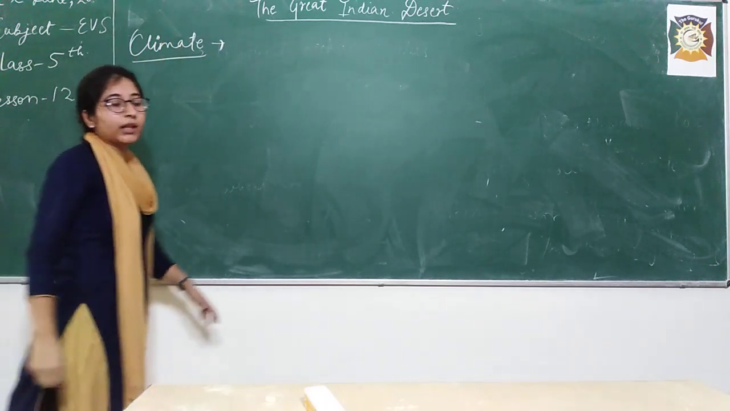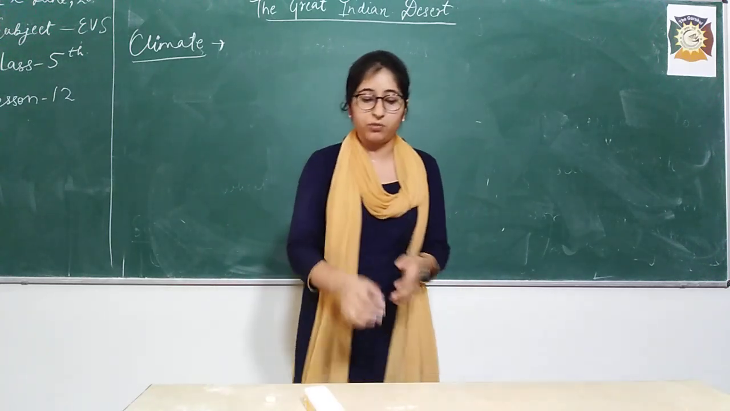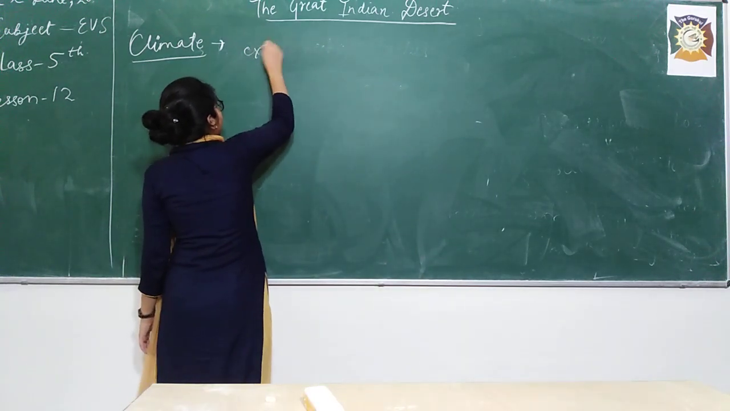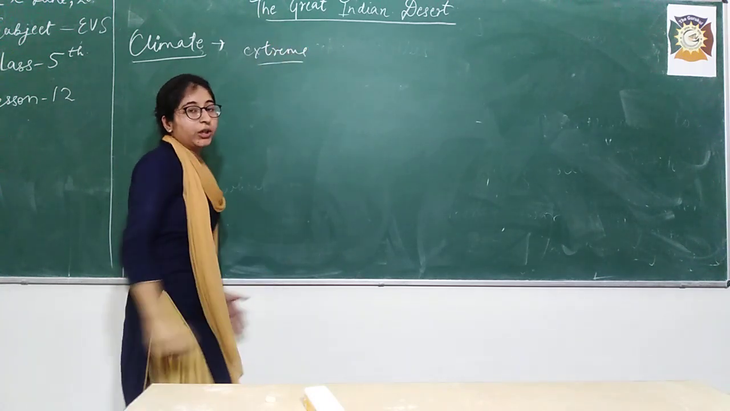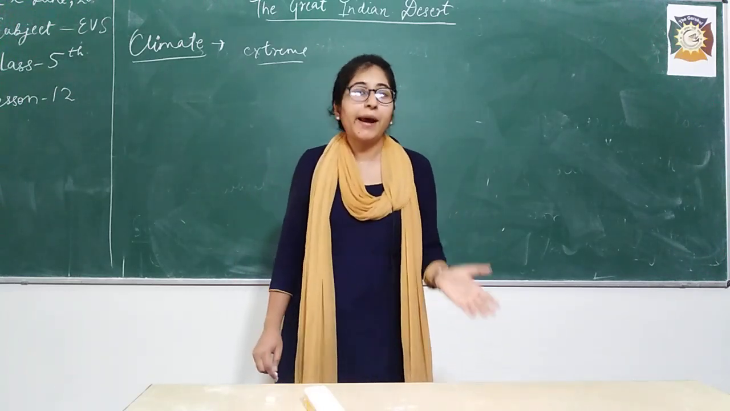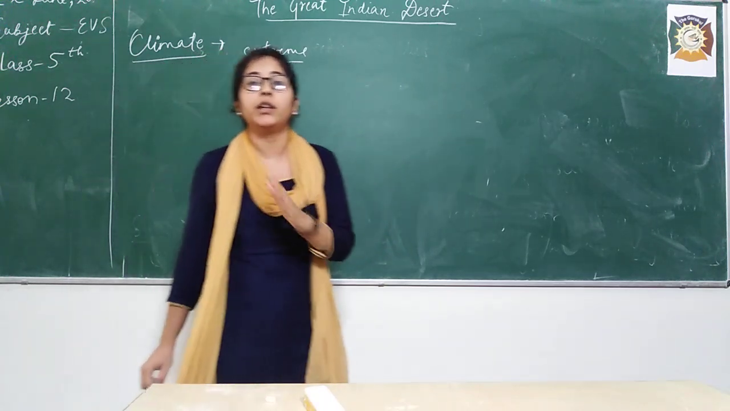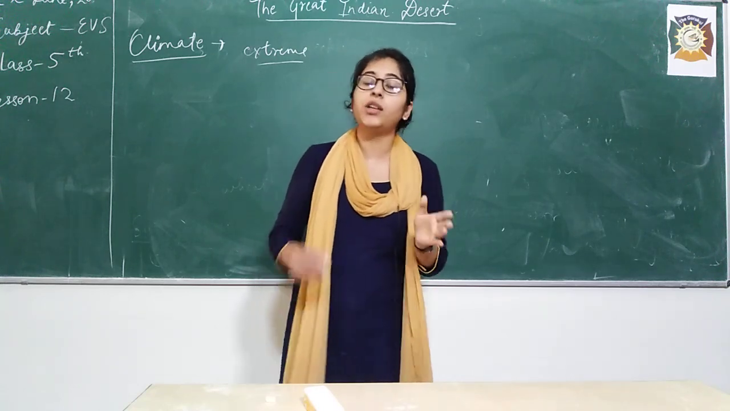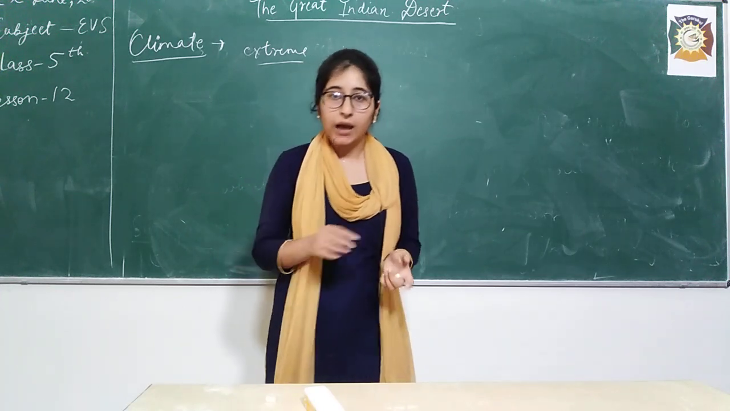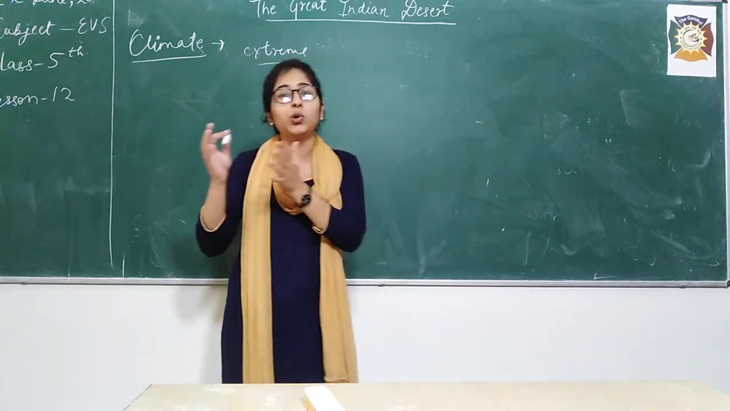So students, the climate of the desert, I told you, is very extreme, right? Now what is the meaning of this word extreme? Extreme means there is a very big difference between the temperature of daytime and night time. Also the difference between the temperature in summers and in winters is very high. So this means that the climate is extreme. Either it is too cold or too hot, right?